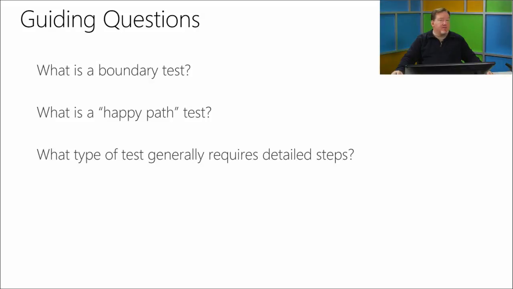So here are our guiding questions for this section. What is a boundary test? What is a happy path test? And then what type of test generally requires detailed steps?